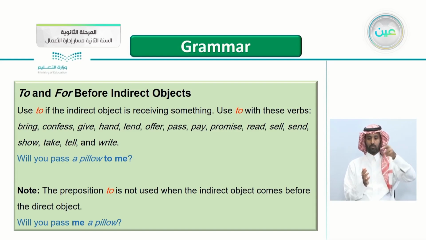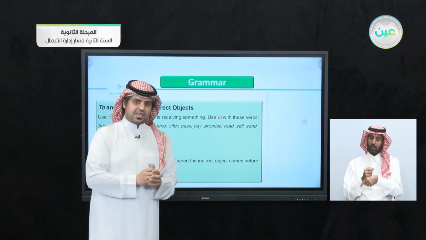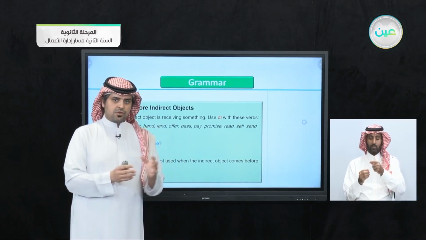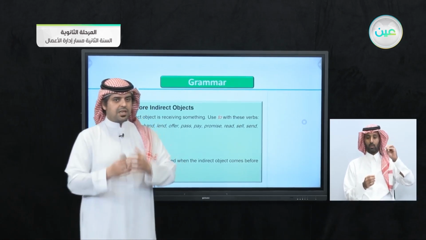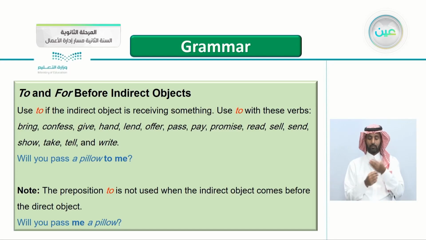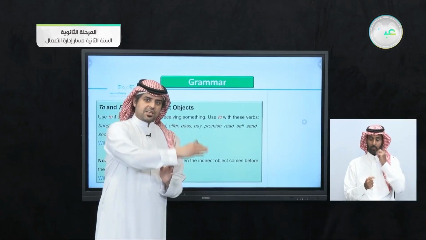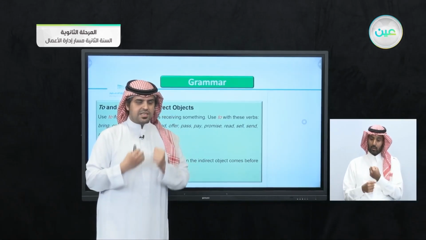So if you remember the direct and the indirect objects and how we use 2 and 4, we'll revise it now so we can answer the question. 2 and 4 before indirect objects. We use 2 if the indirect object is receiving something.